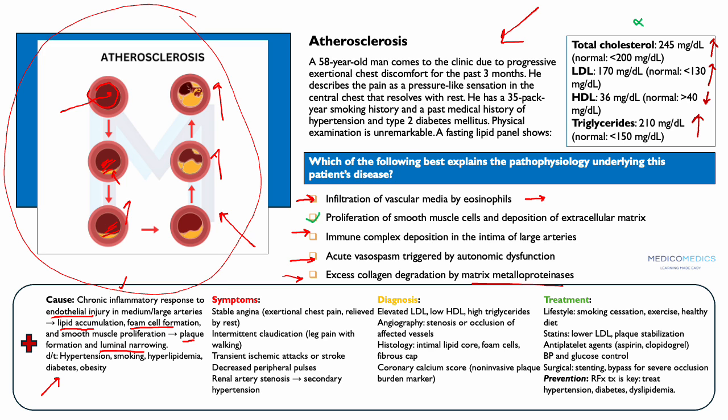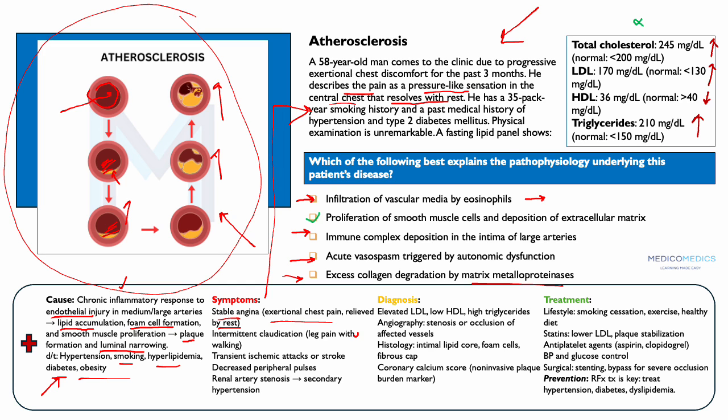Typically due to causes like hypertension, smoking, hyperlipidemia, diabetes, obesity, etc. Symptoms could be stable angina, so exertional chest pain, which is relieved by rest, which is an example we have in this case, right? Because, as we said, he describes the pain as a pressure-like sensation in the central chest resolving with rest. We can also have intermittent claudication, so leg pain with walking. And we could also see transient ischemic attacks or stroke, etc., etc.